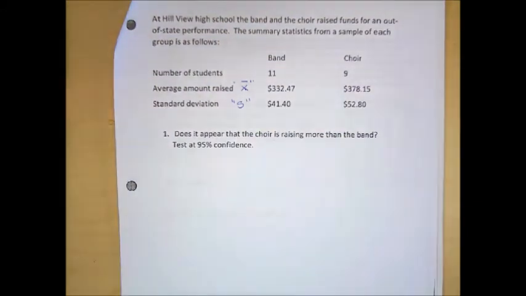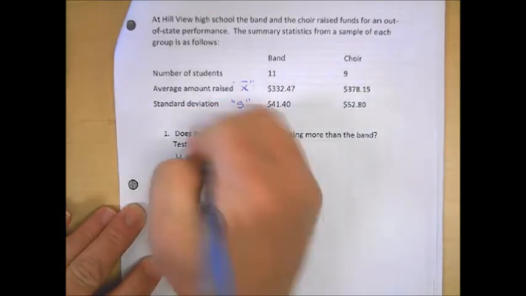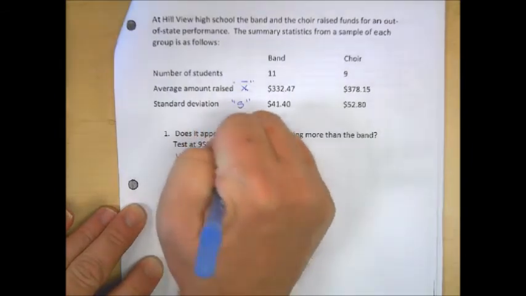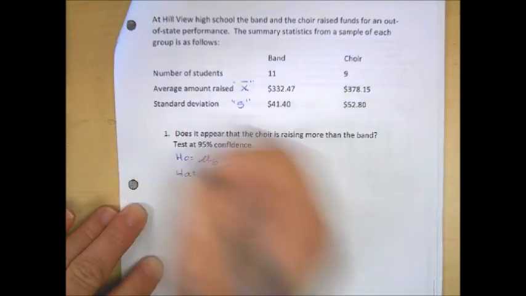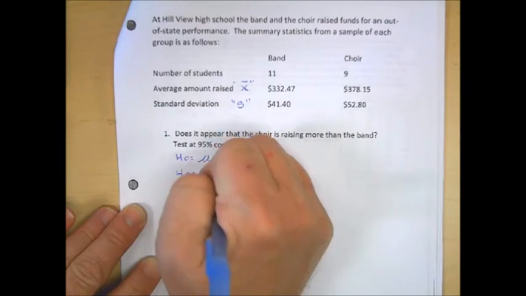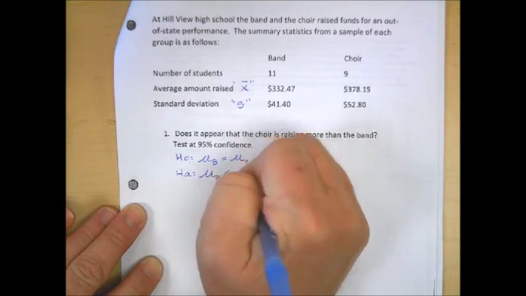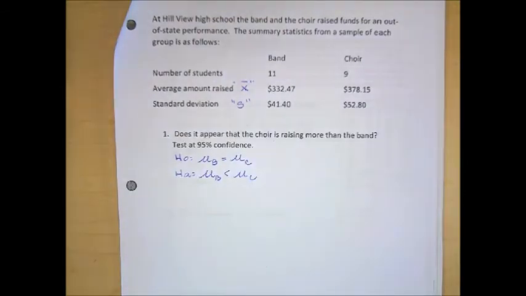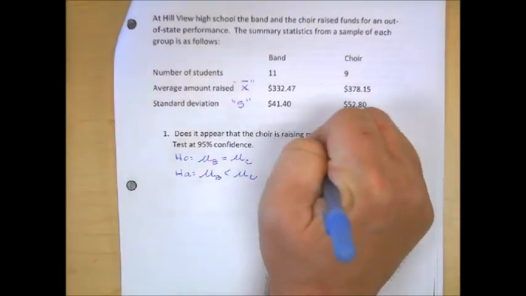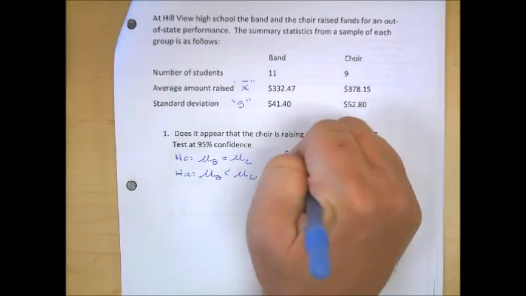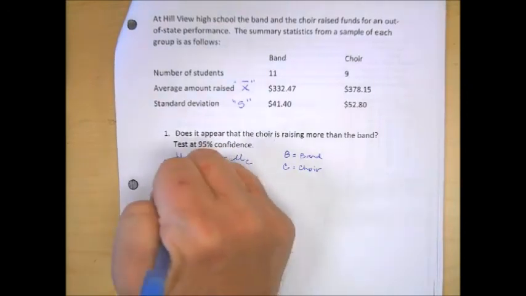Test at 95% confidence. So let's go straight to it. The H0, the null hypothesis, would simply be they are equal. The HA would be what we're trying to see: is the choir outraising the band? So it'd be like that. And we'd have to define B equals band, C equals choir. So that'd be step 1. Step 2, p-value.